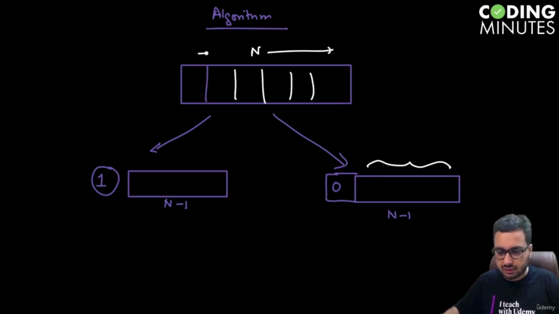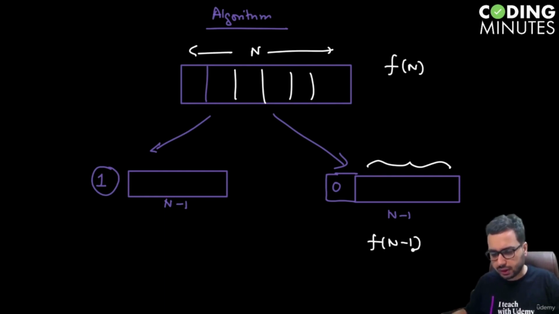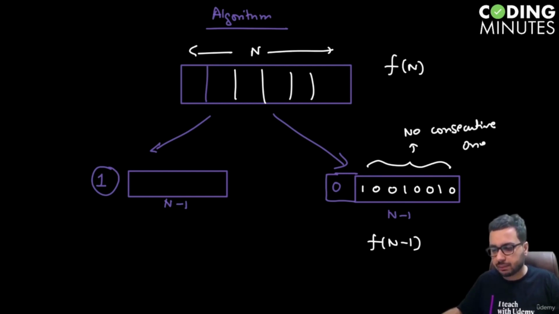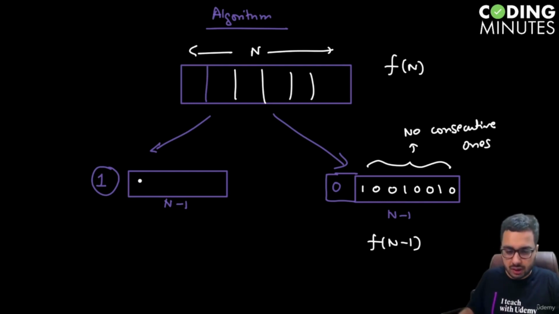of size n, if this answer is f of n, I can say this answer would be nothing but f of n minus 1. Okay, because you can put 0 here, 1 here, it doesn't matter. You can put anything, that will not matter. But this subproblem will make sure that there are no consecutive ones in this array of size n minus 1. Okay, but here there is a problem. If you put a 1 here, there would be a consecutive one, and that would lead to an invalid case. So what you need to do, you need to say that this position would always be 0. If you have a 1 at the first index, then the next index must be 0.